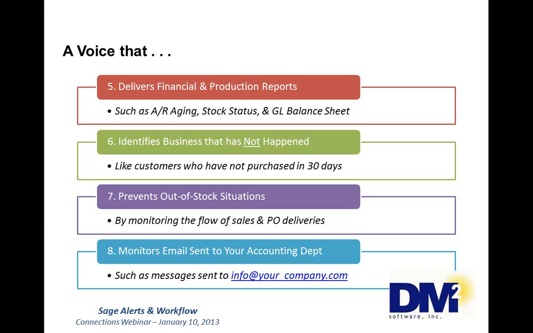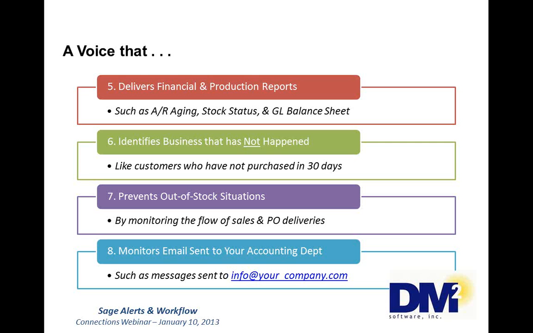Number six is one of my favorites in terms of what this voice can do for us. Sometimes the most critical things that we need to be aware of is something that hasn't happened. And I'll give you the number one example here. Wouldn't it be nice to know about a recurring customer of yours who has not purchased within a certain number of days? Very often by the time you discover that a customer has stopped purchasing from you, they're already buying from someone else. It's too late to get them back. So the sooner that you can identify this without having to go out proactively looking for it, the greater chance you have to increase customer retention.